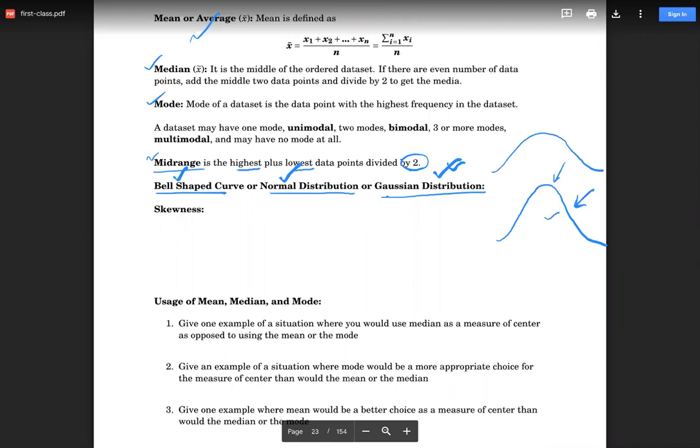The last thing we want to talk about in this group is skewness. Sometimes you have data that looks like this. This is skewed to the left.